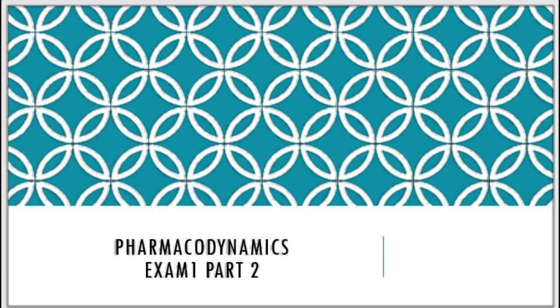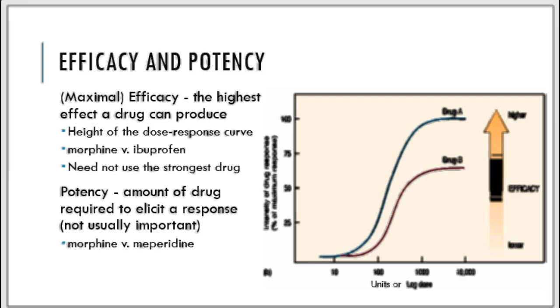We're going to talk about pharmacodynamics, which is what drugs are going to be doing in the body. First thing we're going to talk about is efficacy and potency. Those are both important concepts. We want to know why we give one drug over another drug. What we want is to give the drug that has the max efficacy.